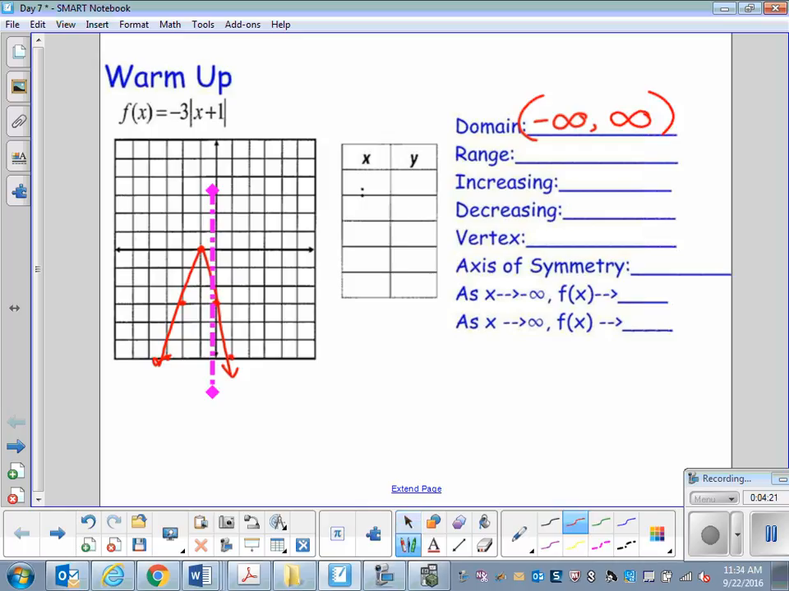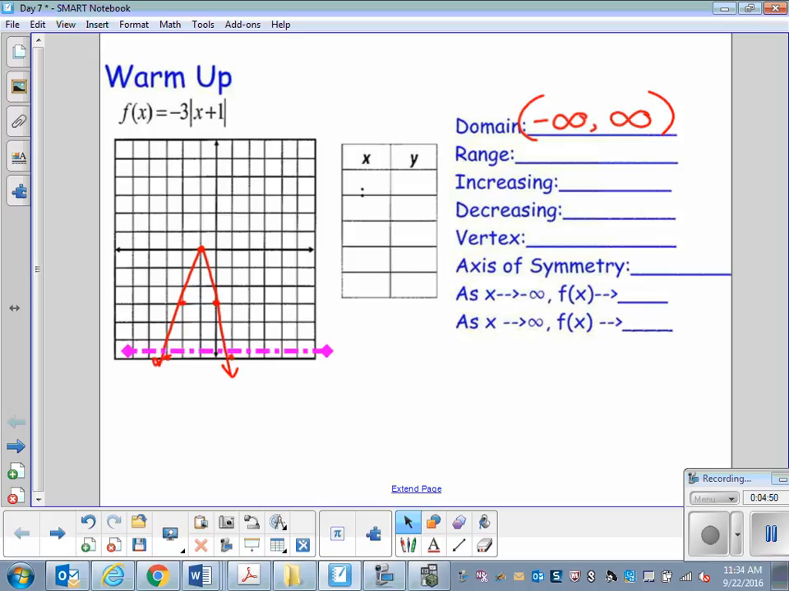So the domain for absolute value is all real numbers. Did any of you guys notice that your domain for absolute value is always all real numbers, regardless of the transformations? Because you have an arrow on both sides? Go back and look. Seriously, you'll see. Look for those kinds of patterns.